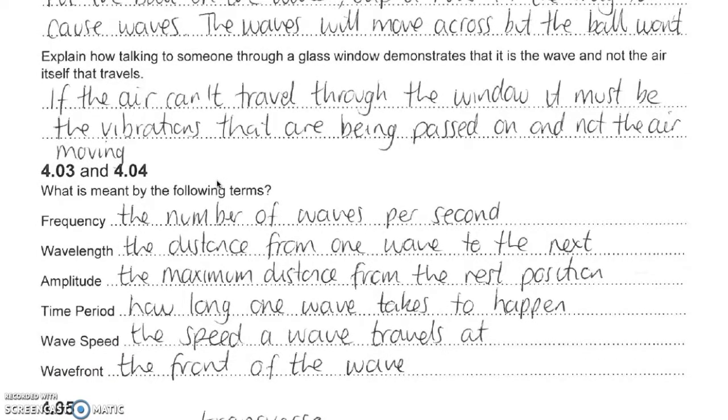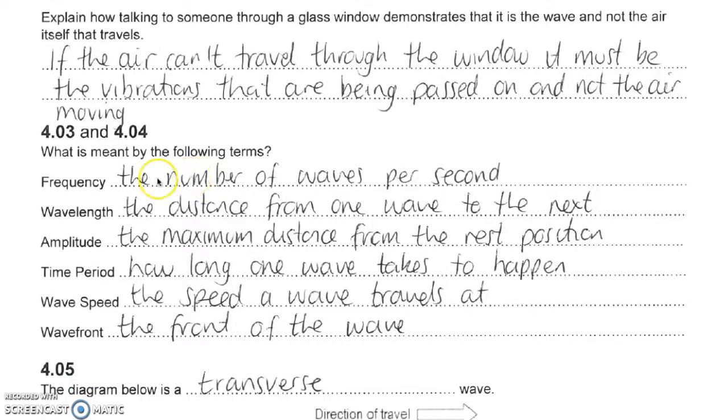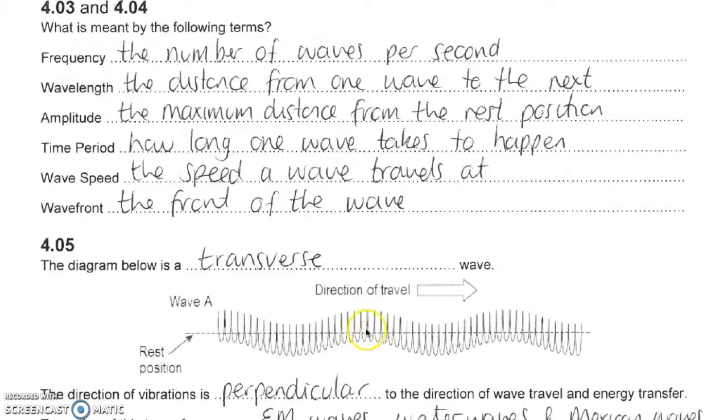I'm going to define several key terms. One of them is the frequency, so this is the number of waves per second. So if I look at this transverse wave here, I'm going to define it in a second, but basically it's the amount of waves passing a point per second.